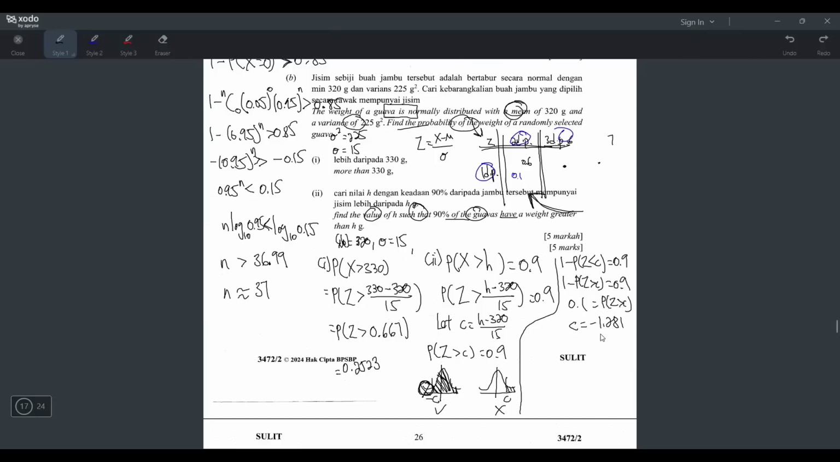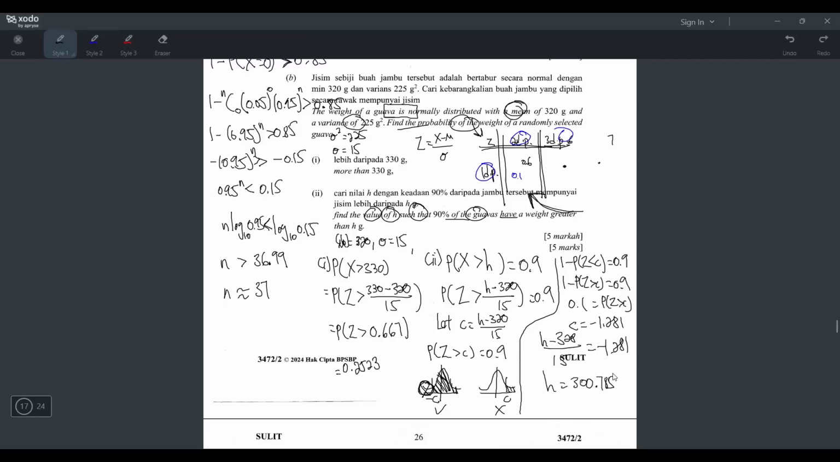And it's not finished yet. The soalan asks you to find H. So remember, just now C is actually what? H minus 320 over 15 equals negative 1.281. So now you want to find H, you just tekan lah. Negative 1.281 times 15 plus 320. Okay, I get it already. 300.785. Okay, usually if the answer got banyak decimal place, I will write 4 significant figure ataupun 2 decimal place.